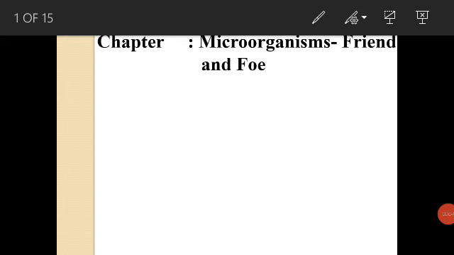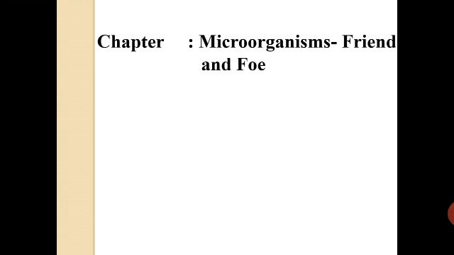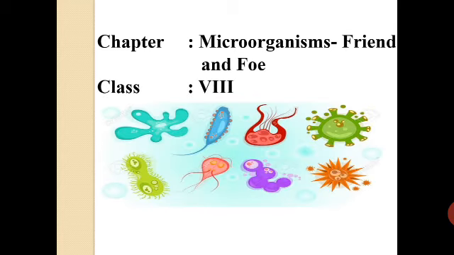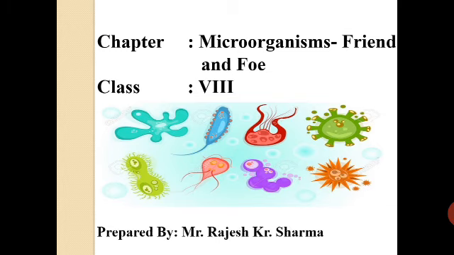So, the chapter we have is microorganisms, friend and foe. Here, friend basically means it is useful and foe it is harmful. So overall, the aim of this chapter in class 8 is to understand the meaning of microorganisms or microbes and how they are useful and harmful to us in daily life. So the very first topic is microbes or microorganisms, that is to understand the meaning or definition.